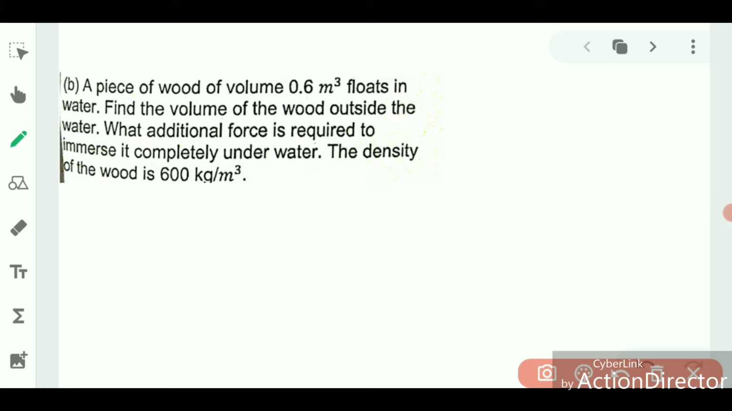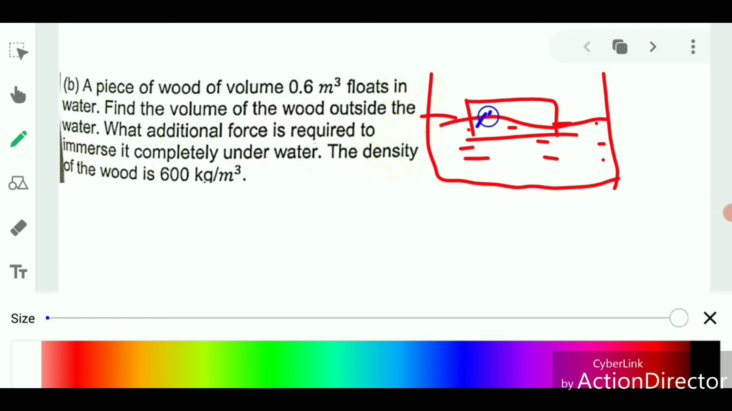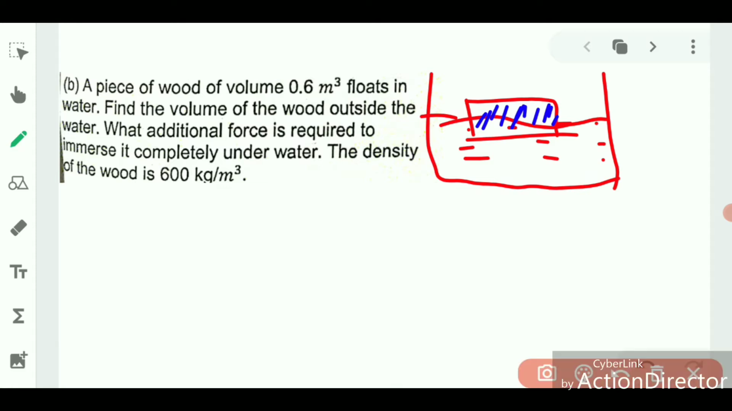The question is saying a piece of wood of volume 0.6 meter cubed floats in water. So it simply means if you have a beaker of water, and we have a piece of wood floating on the water, and we're trying to find the volume of the wood that is outside the water. This piece of wood is partially immersed in water, meaning the portion of it that is in the water and the portion of it that is outside the water.